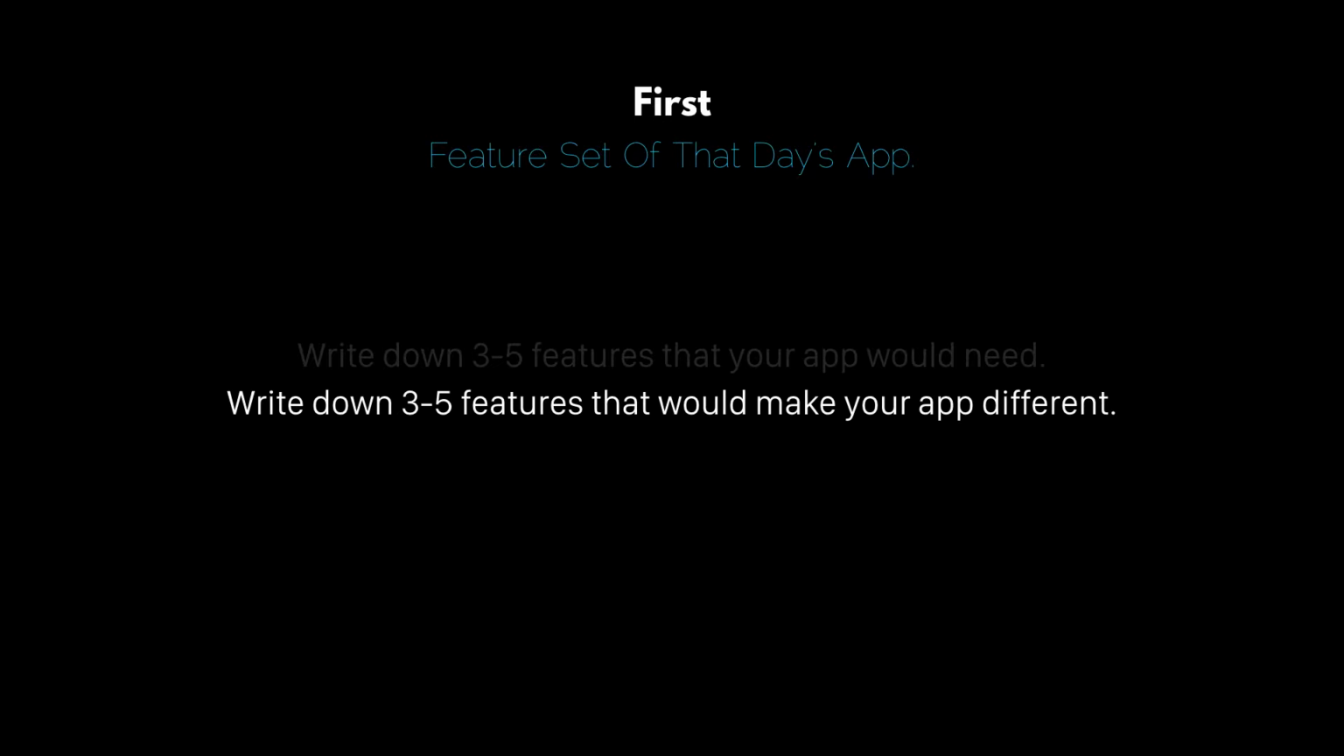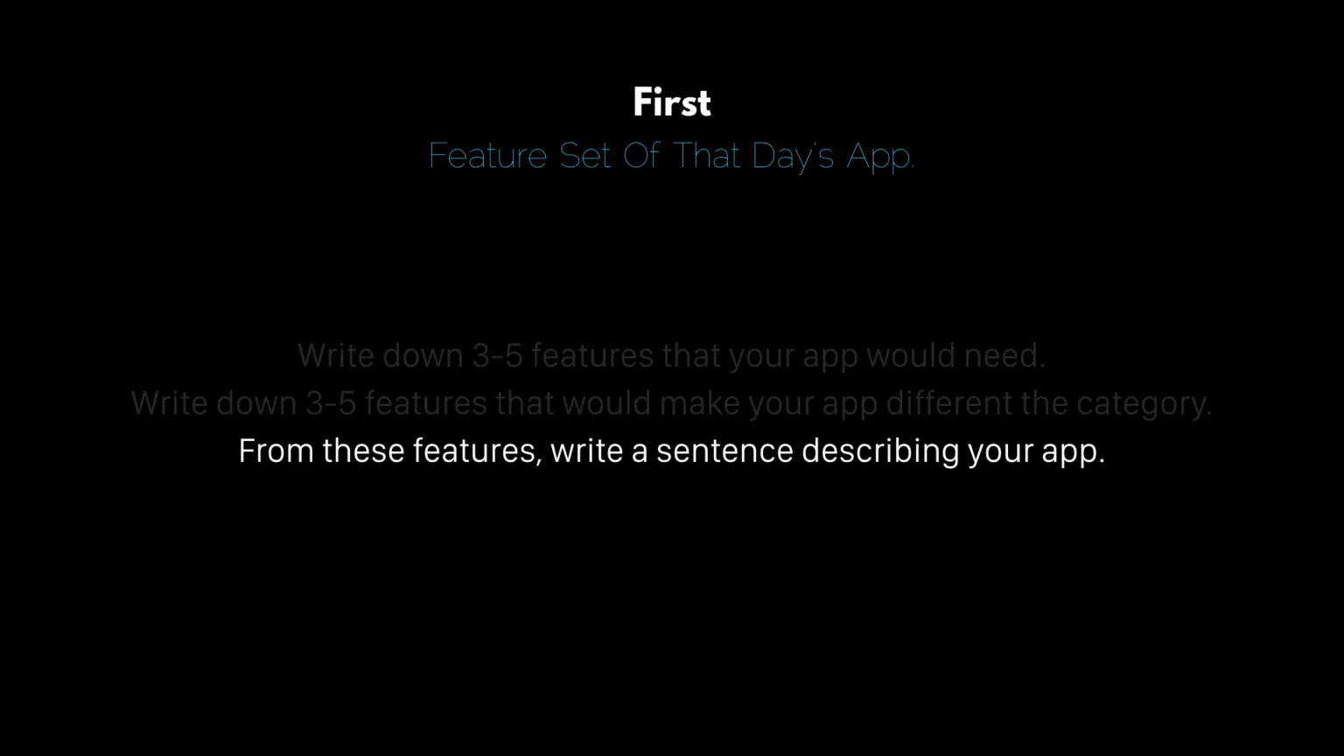Next, we're going to write down 3 to 5 features that would make your app different than what's currently in the category. So if, let's say, I was doing a Twitter application, well, a list of tweets might be something that I would need, but it's not necessarily something that makes my app different. What if those tweets were represented by planets, or what if they were represented by cars? That might be a feature that would make my app different. So you'll write down 3 to 5 of those as well.